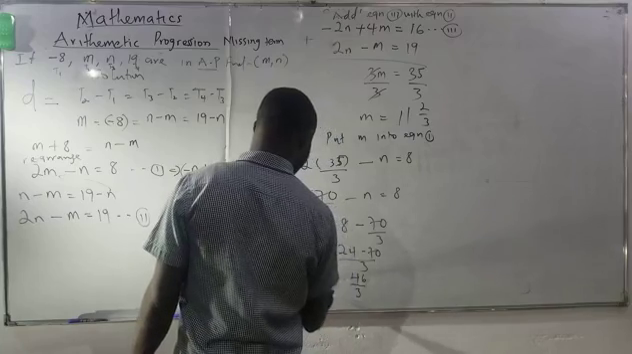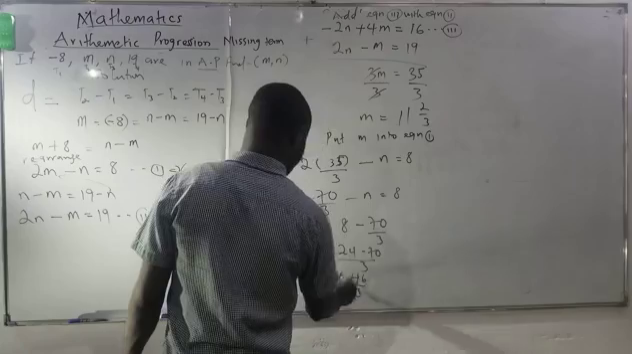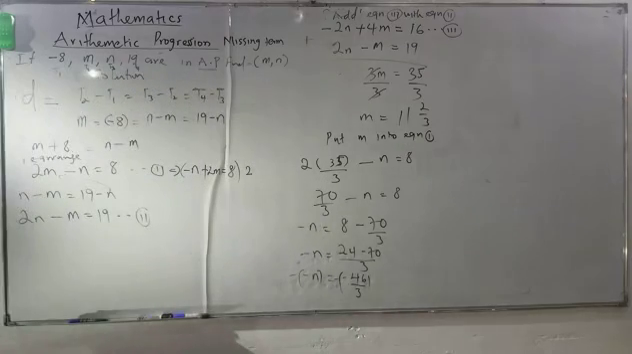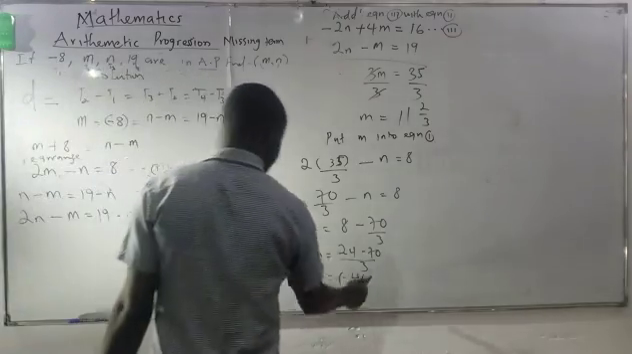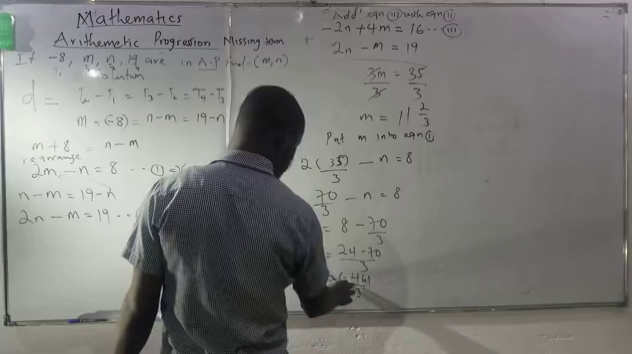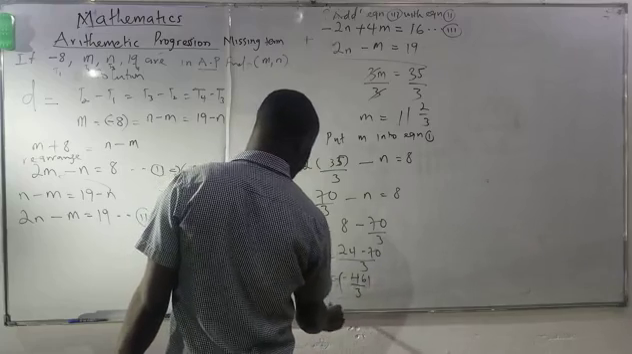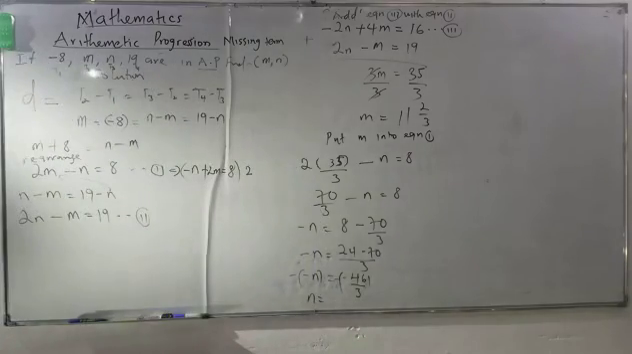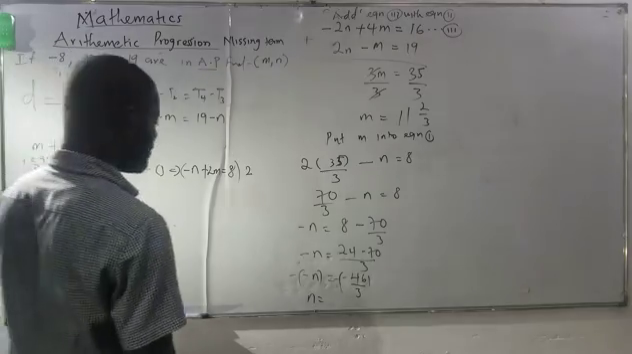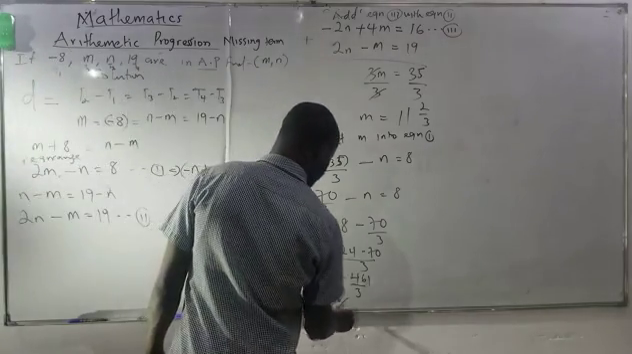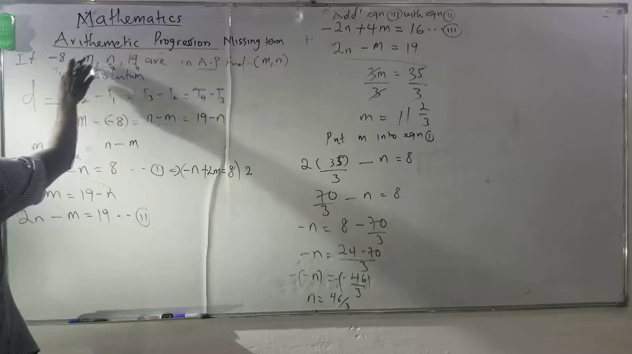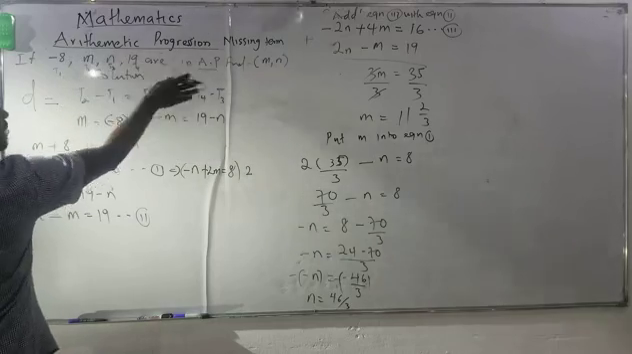It's going to be minus 10, I know that 3 cannot divide it. So n equals what? I'll be having 46 all over 3. Now it means the number here is what? That's what it means.